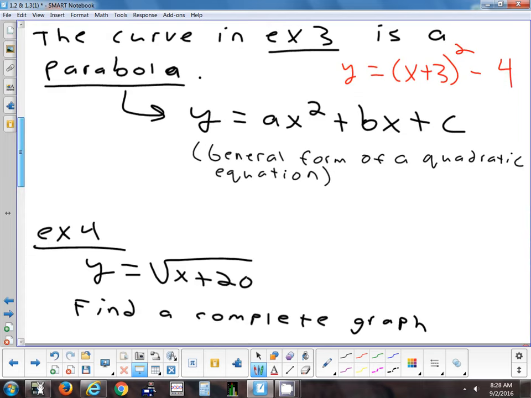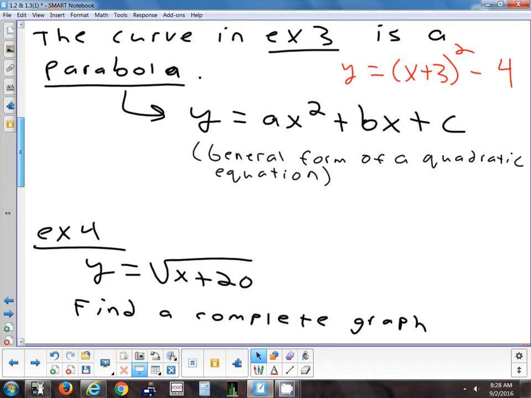All right, so let's find a complete graph for this one. Square root of x plus 20. Anybody tell me anything about square roots that they know? Like kinds of numbers you can take square roots of? Okay, you could take the square root of a perfect square and get a nice answer, but can you take the square root of something like 5 and it still works? Yeah, it still works. You don't get a nice answer. Is there anything you can't take the square root of?